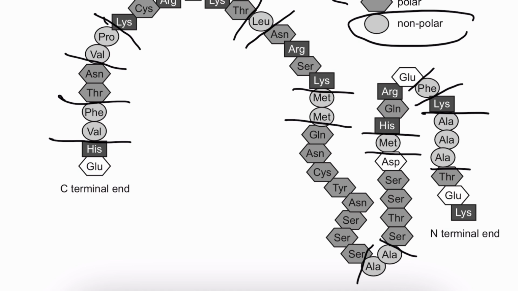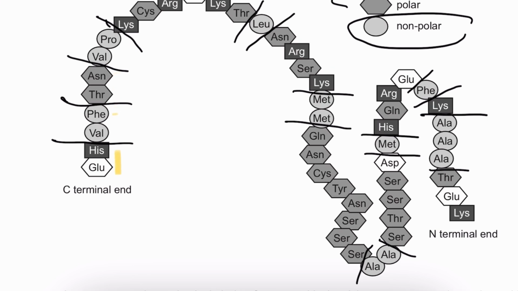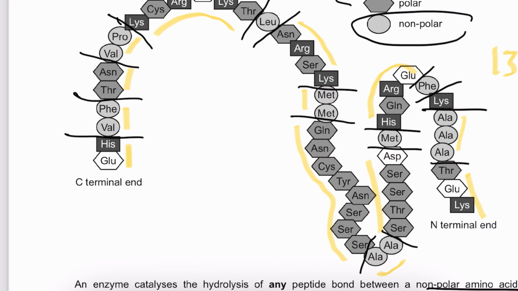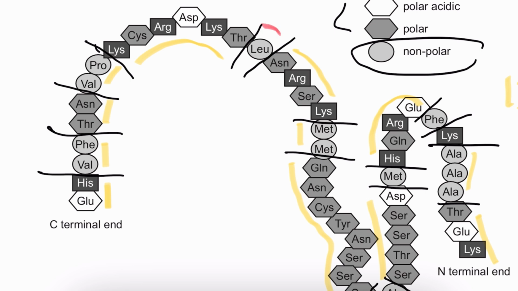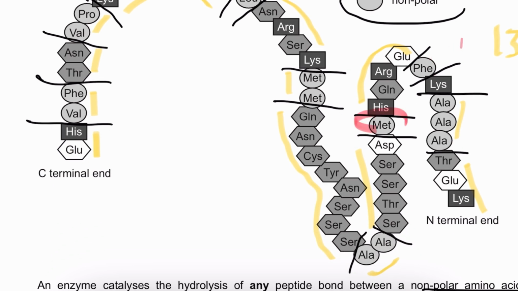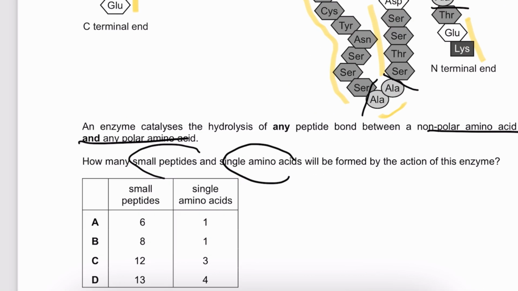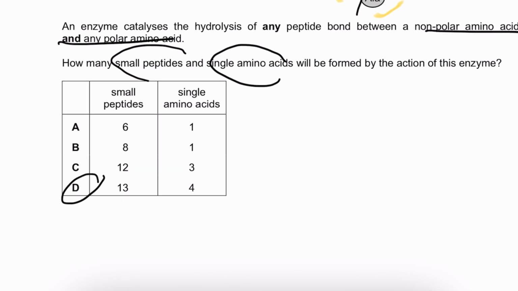Okay, so let's count them. Firstly, we have 1, 2, 3, 4, 5, 6, 7, 8, 9, 10, 11, 12, and now 13. So we have 13 small peptides, and then when it comes to the single amino acids, where's the first one? This one is a single amino acid, that's 1, and then we're also going to have 2 here, and then 3, and then 4, and so it's actually 4 and 13, which is D.